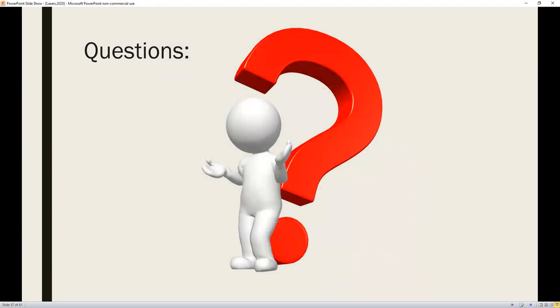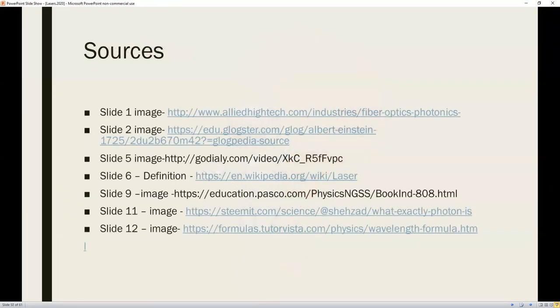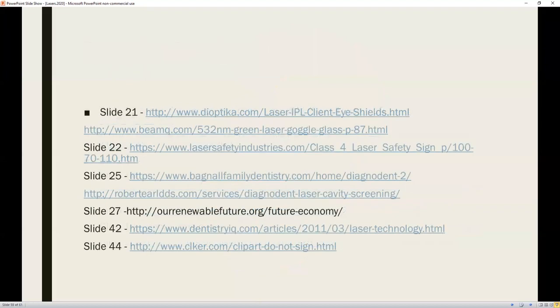So this is a time where you want to question, what else can this be used for? When you get into the lab session, you will have an opportunity to put this to work. And I've got the resources here.